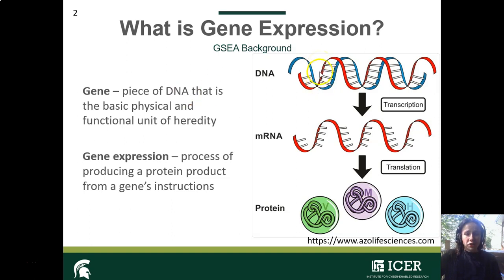Whenever a cell wants to express or produce a protein product from a particular gene's instructions in the DNA, it makes a copy of that particular gene in the DNA in terms of a messenger RNA or an mRNA. This copy then is what's used to do translation in order to make a protein product. This protein product is then used in all sorts of cellular structures and processes for cell survival.